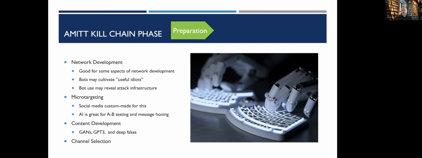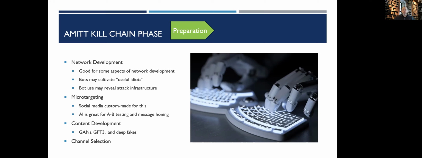The last thing that you do in preparation is channel selection, and that really comes down to how are you going to propagate, what channels are you going to use to propagate this misinformation. And this is really more of a social analysis. If you're in the United States, you might use Facebook. If you're overseas somewhere, you might use WhatsApp. So again, AI is not tremendously useful here.